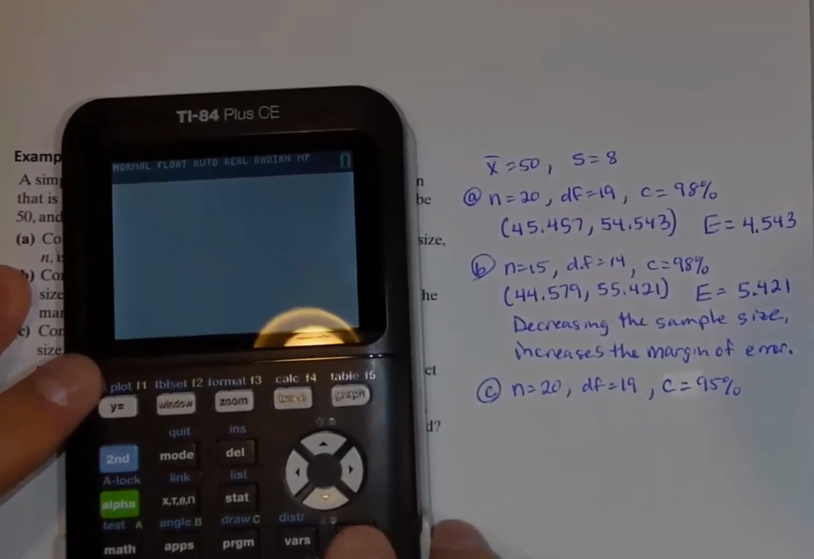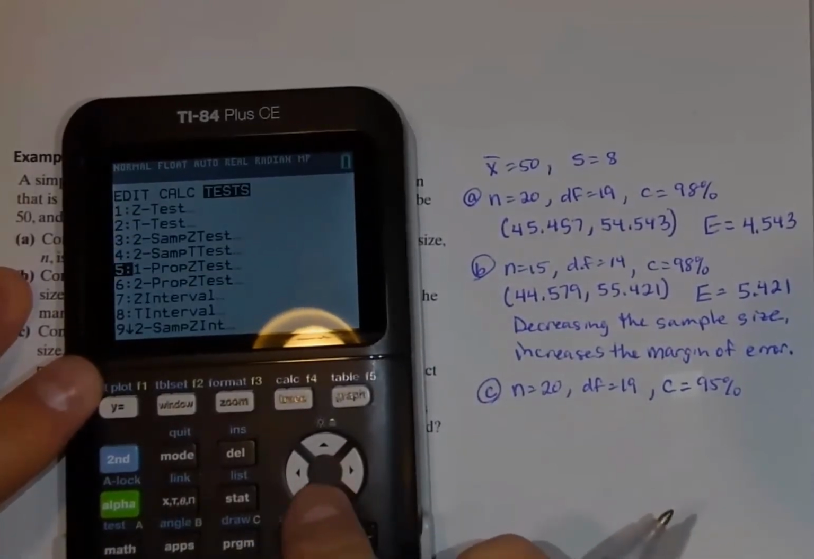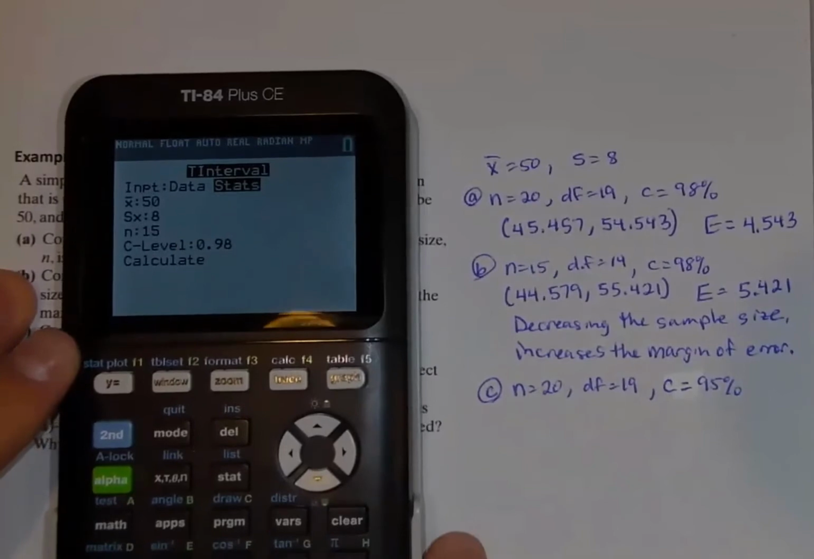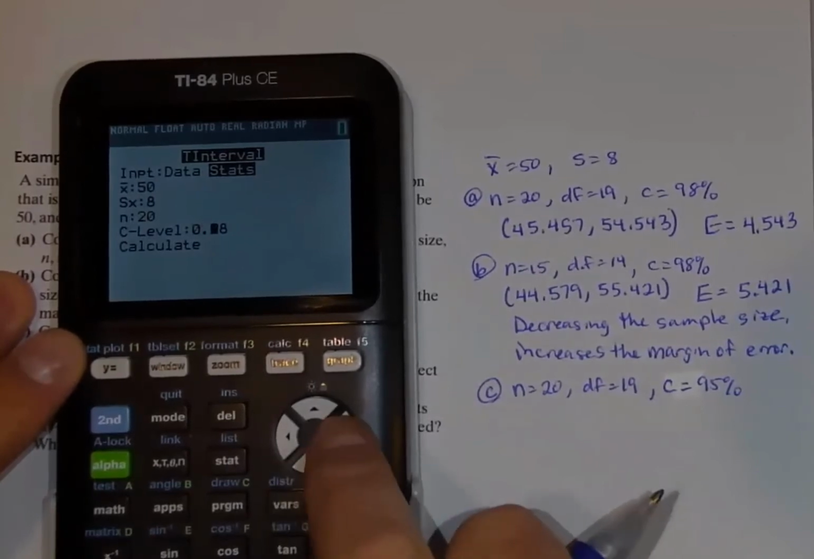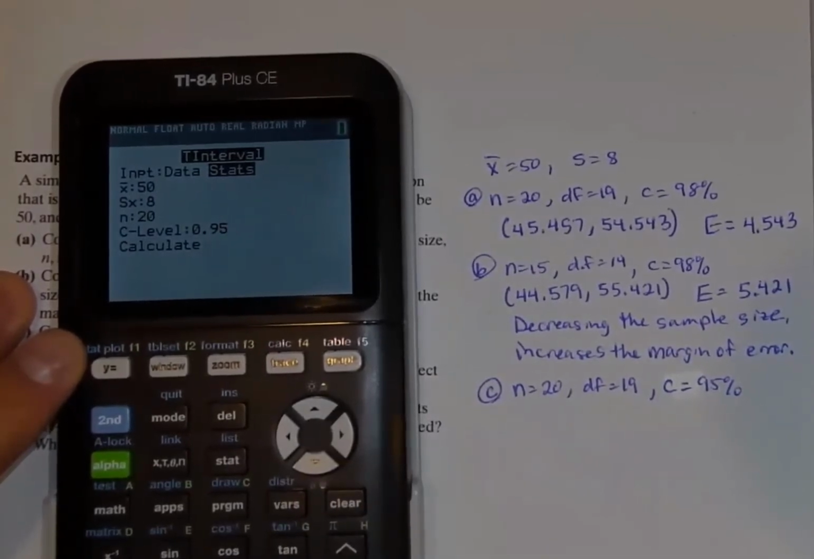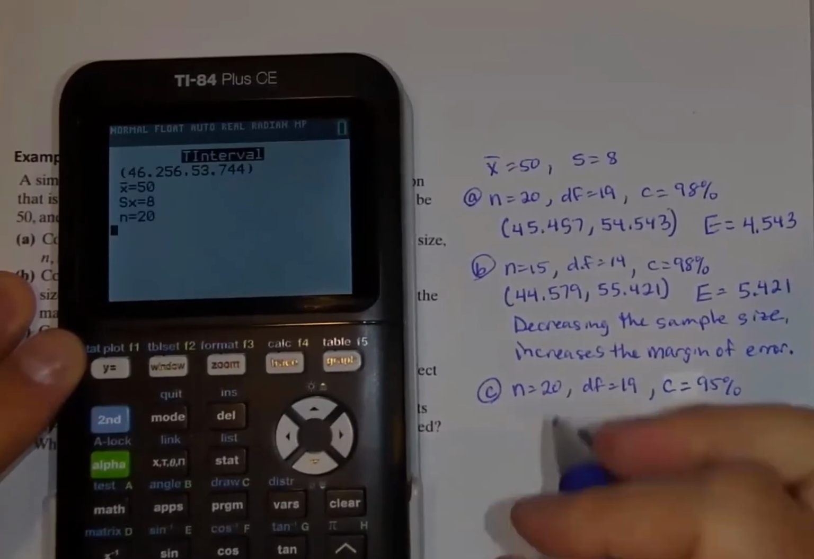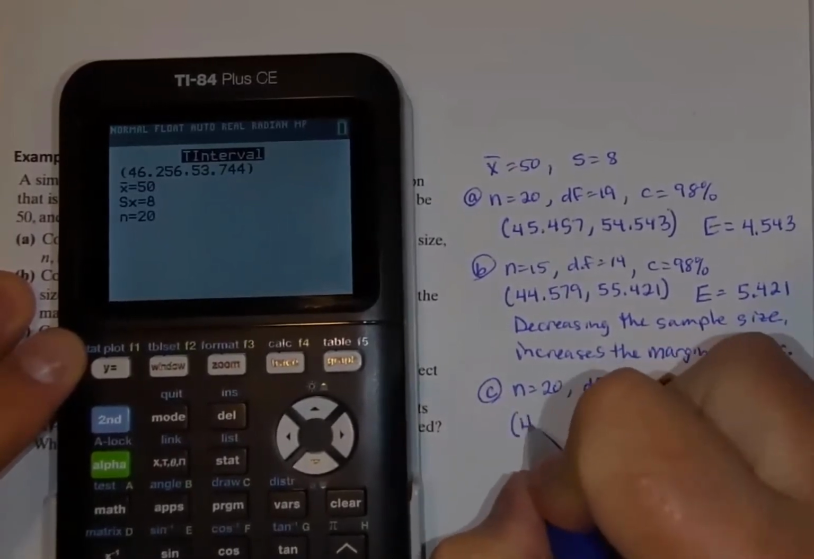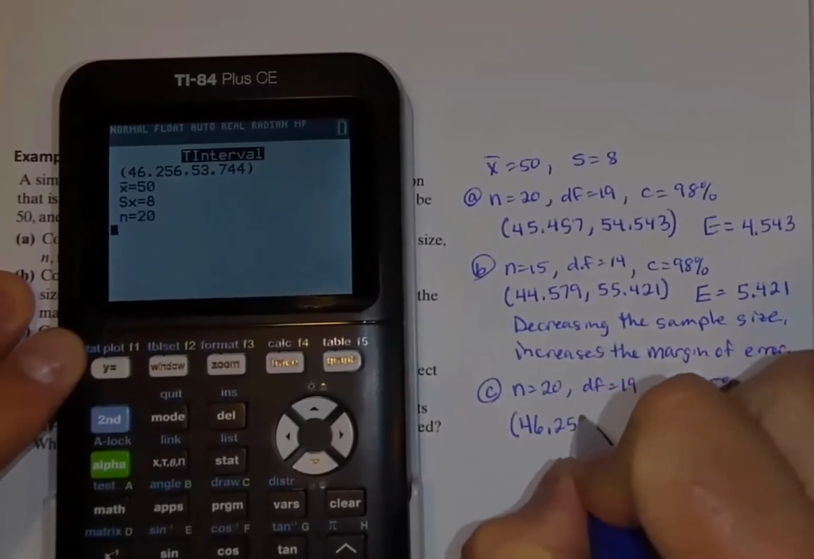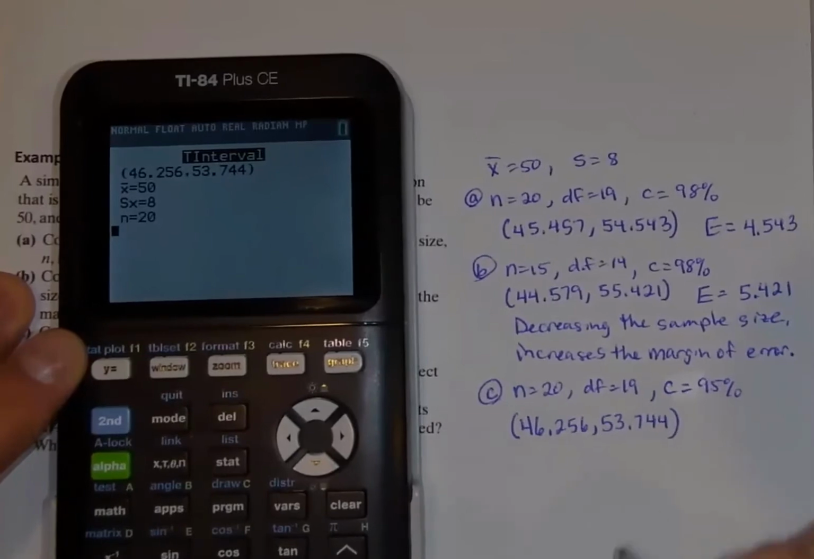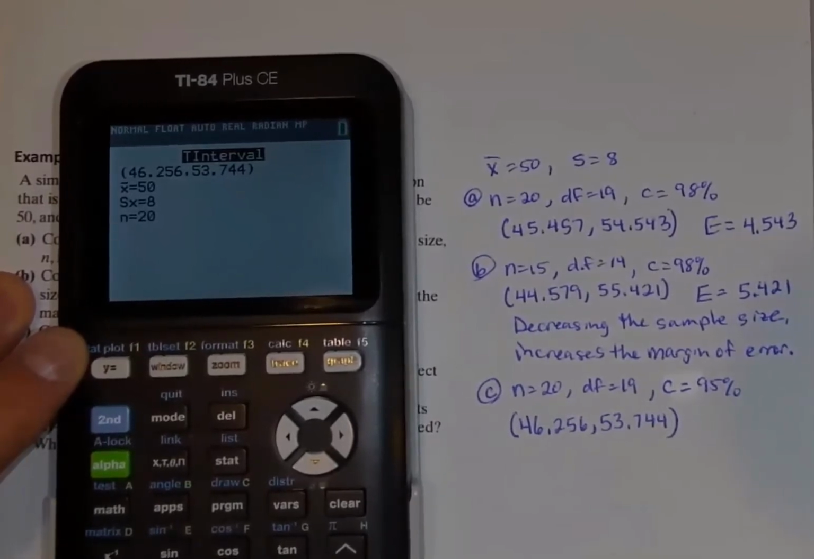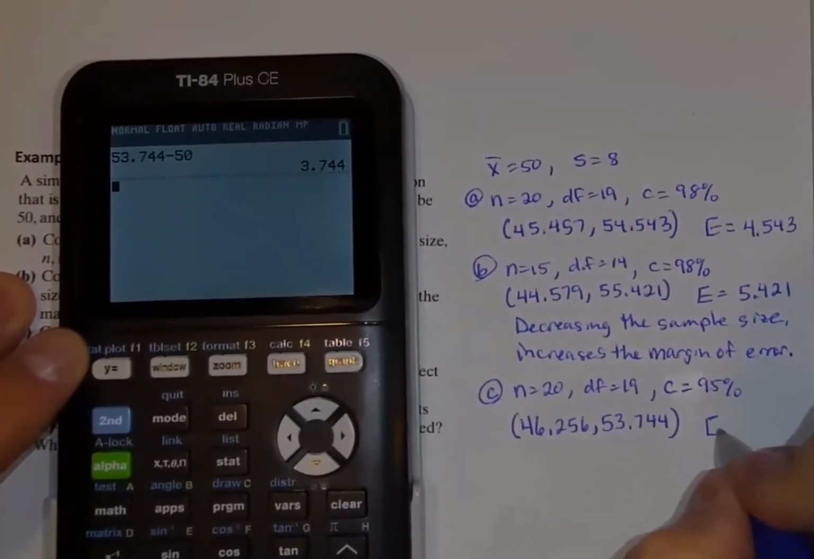Well, doing another t-interval, I have stats, so 50 and 8. Now my sample size is back to 20, but my confidence level is dropping to 95. So when I do that, my confidence interval is 46.256 to 53.744. So my margin of error is going to be 53.744 minus 50, so that is 3.744.